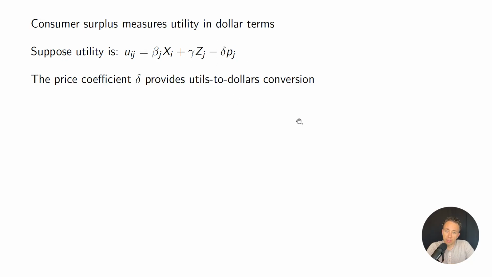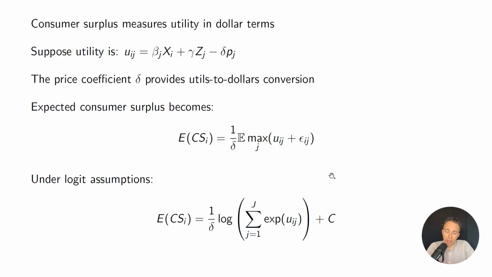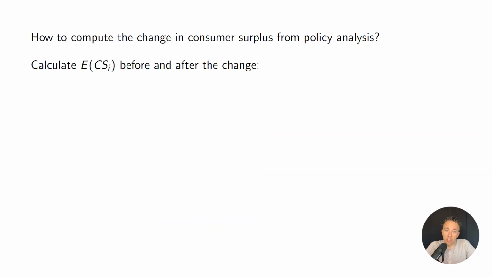That's going to allow us to convert the expected utility into a monetary value, which is what consumer surplus should be. And so from the expected utility, we just get the expected consumer surplus as 1 over delta, where delta is the coefficient on price, times the expected utility. So if we apply the logit assumption, then we're going to get this formula for the expected consumer surplus. So then how do we compute the change in expected consumer surplus from two different policies, maybe a status quo policy and some counterfactual that we're thinking about evaluating?